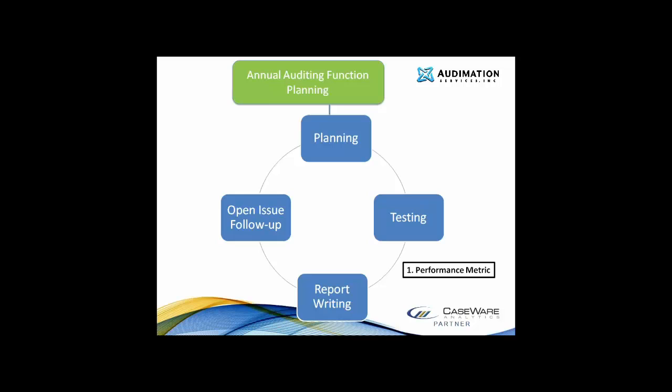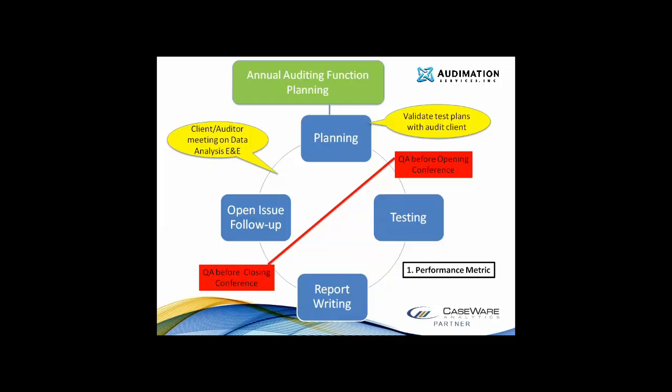And I did not assign basically a performance measurement on that annual audit function. I basically kept track of the cycles of engagement planning, testing, report writing, open issue. So there's some other things I like about this framework. From a QA standpoint, I always had 2 key checkpoints. They're in red. We would have a thorough quality assurance done before opening the conference and before closing the conference.